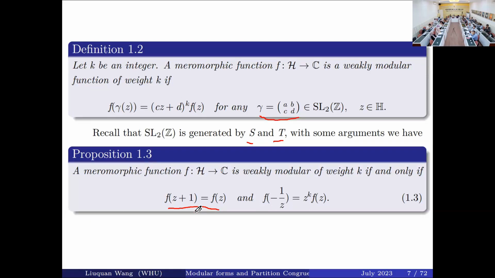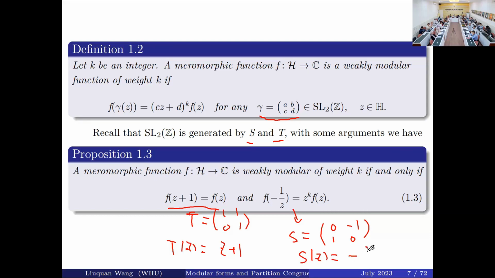So this relation is because of the matrix T, and this relation corresponds to the matrix S, because the action of T on z is equal to z plus 1, and the action of S on z equals negative 1 over z. And because the group is generated by these two matrices, this relation reduces to these two simple relations. Okay.